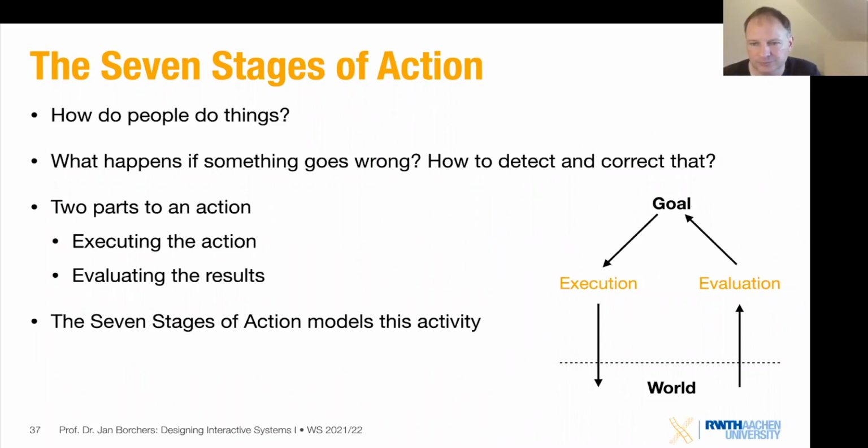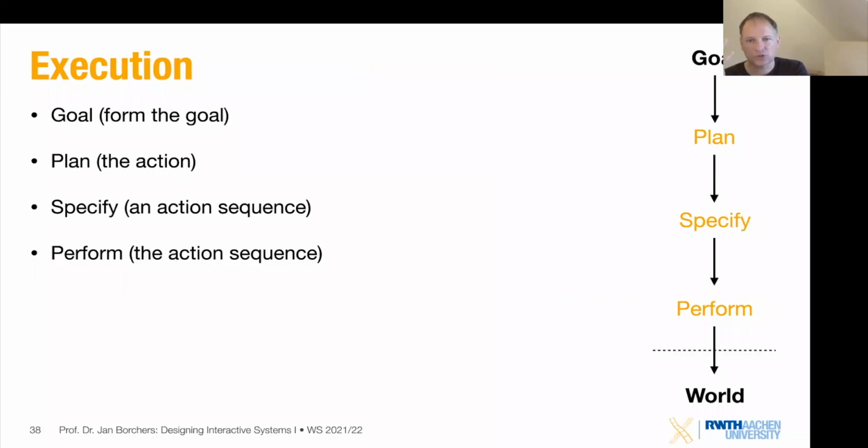First of all, the execution. The execution starts with this goal, and then it unrolls into three separate steps that are being done in sequence. They are like refinement steps of getting from your goal to actually changing the world, which sounds very grand, but I'm just talking about flicking a light switch, right? Turning on a light. The first thing you do is, from the goal that you had, you're going to make a plan on how you can achieve that goal. You then specify an action sequence, and then you perform that action sequence.